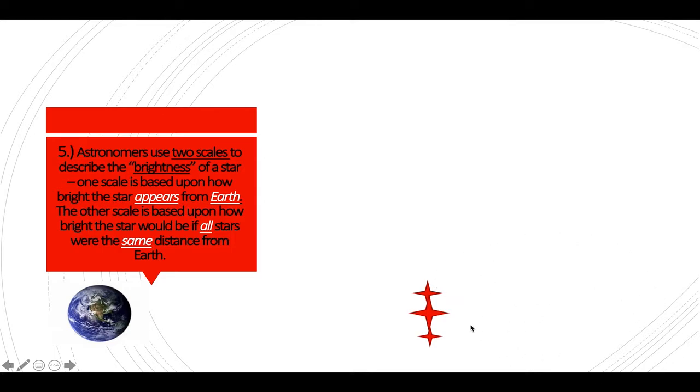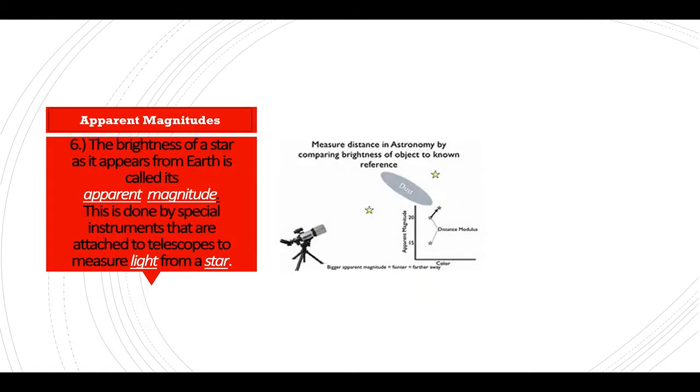So how would they appear versus if I could line them all up, if we can get them all the same distance, so it's not a distance thing, how bright would they actually be? That'll be the second type of brightness. So right now we're not talking about that, we're talking just about apparent brightness. So by definition, how it appears from Earth is how it appears, or its apparent magnitude.